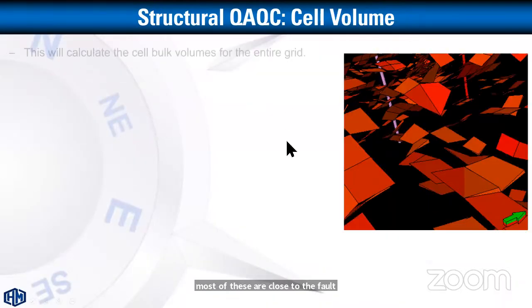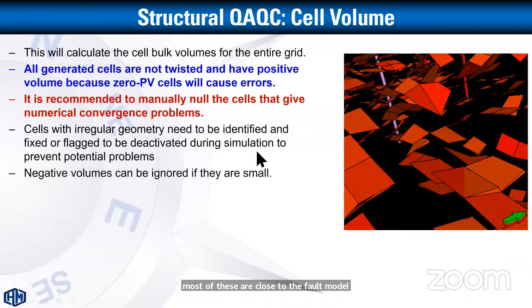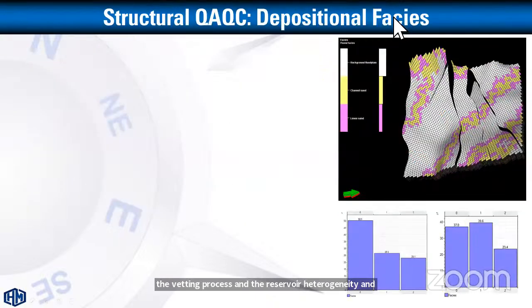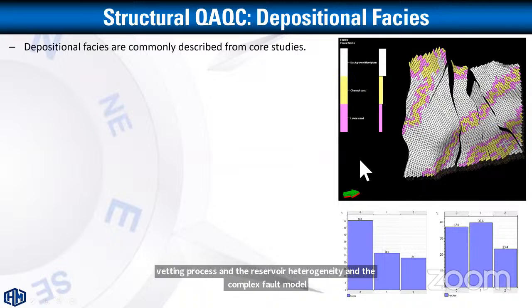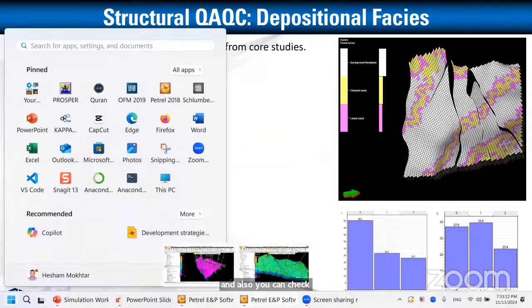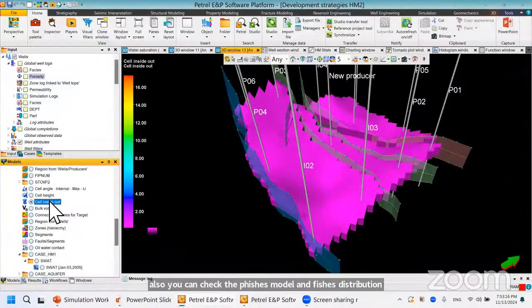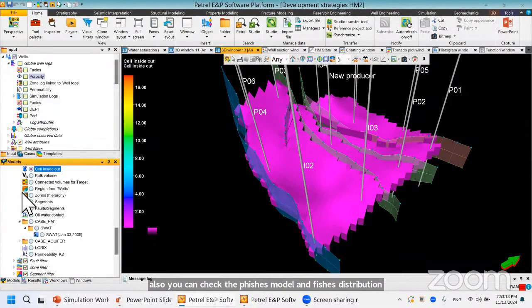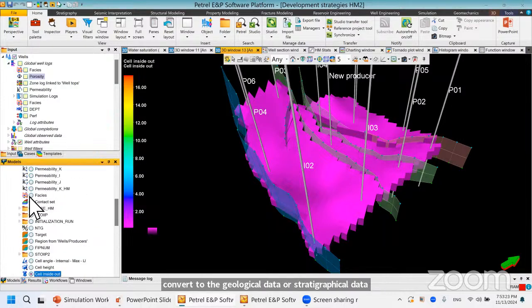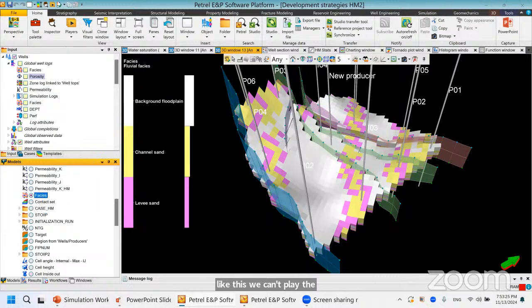Cell volume, as mentioned, shows the cells with negative volume due to the gridding process, the reservoir heterogeneity and the complex fault model. And also you can check the facies model and facies distribution compared to the geological data or stratigraphical data like this. You can display the histogram of your facies or your rock types.